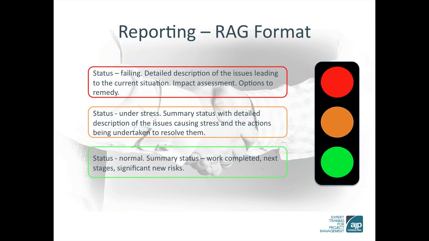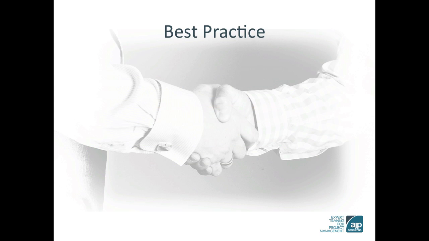Let's look at some best practice by way of summary. We looked at reporting as a feature of gaining and maintaining a guiding coalition of stakeholders. We then looked at segmenting stakeholders and understanding their wants and needs with the stakeholder plan and the communication matrix. And we finally looked at a RAG report as an approach to providing the right level of information to those stakeholders in the right way.